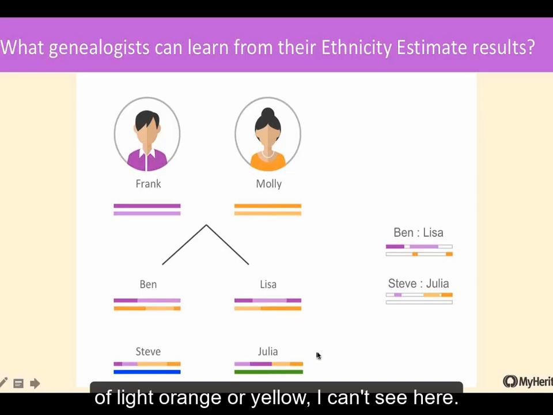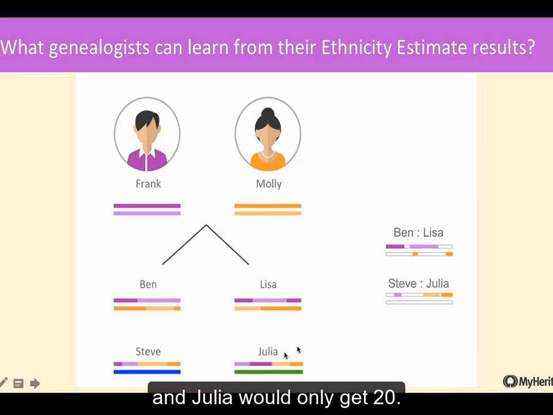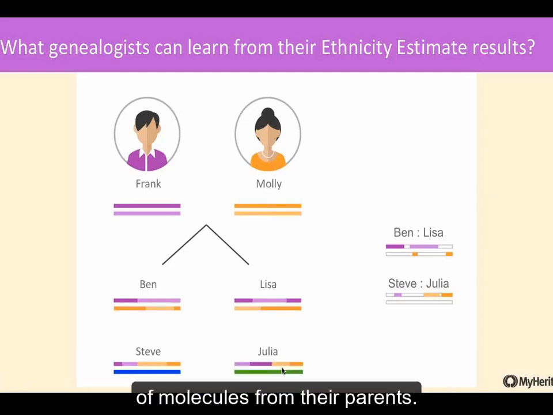I can't see here, and Julia got a smaller chunk. So Steve would get, I don't know, 35% Japanese, and Julia would only get 20, and that's fine because they got different sets of molecules from their parents. And I think that's also something that we see in the day-to-day.